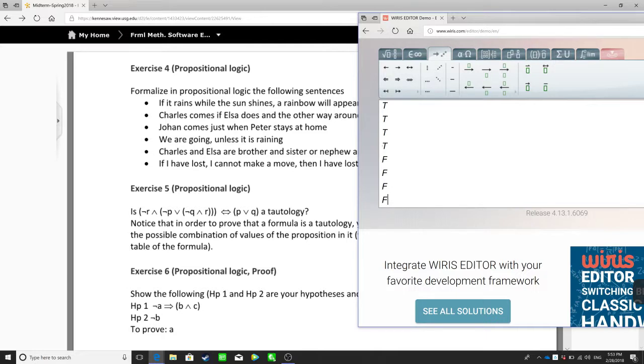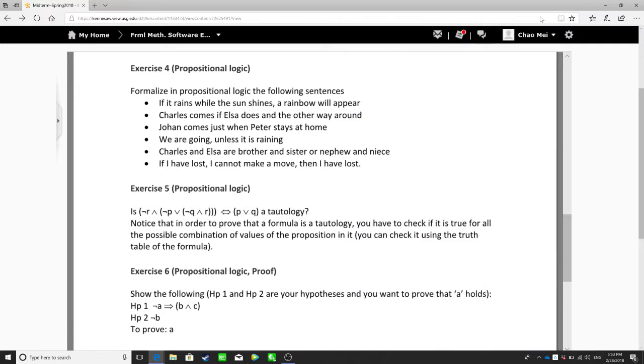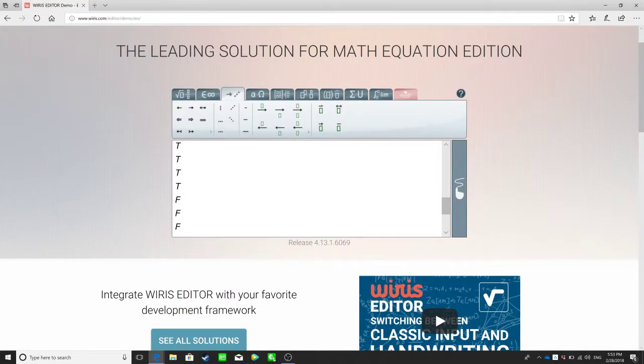True, true, true, false, false, false. Okay, and then R, P, Q.